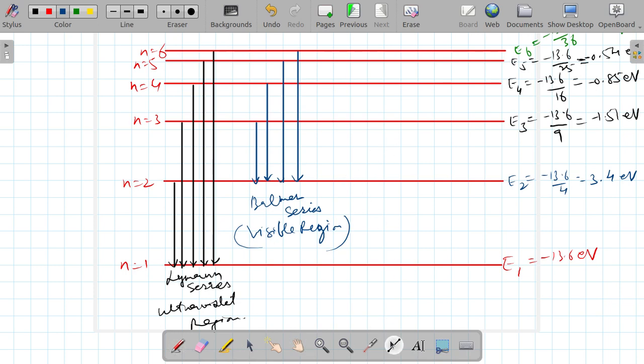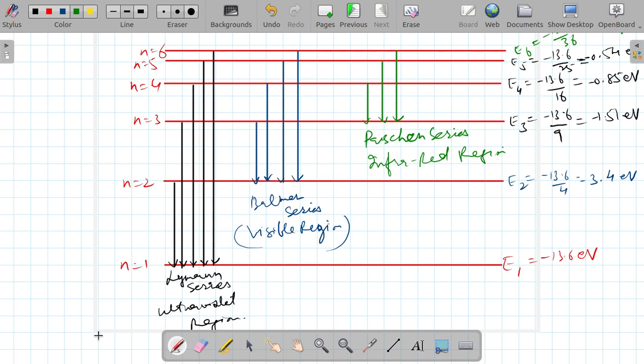There is another possibility. Third possibility is this one. Right? And we call these as Paschen series. And they are lying in the infrared region. So this is all about the spectrum of hydrogen atom. So we observed the things in the same manner as we have observed experimentally.